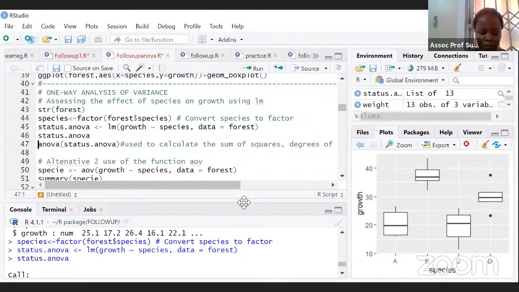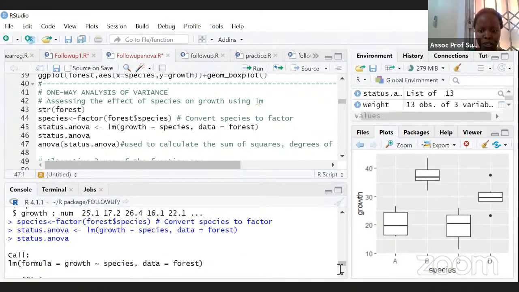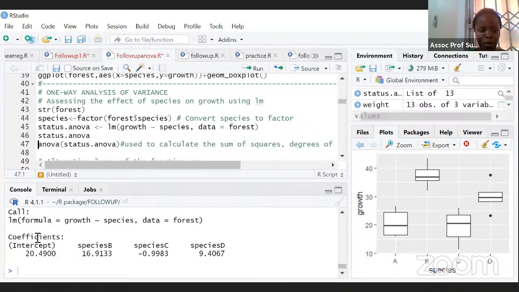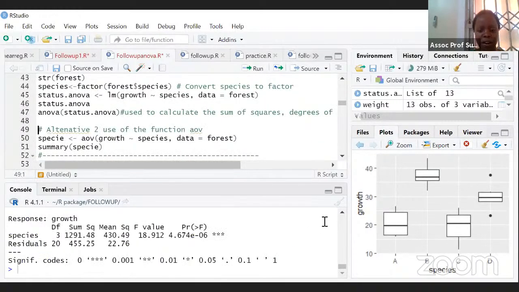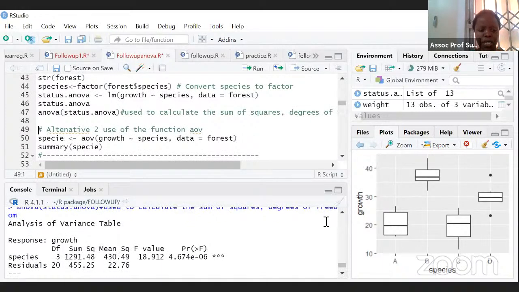So let me just first of all show you that there's something going on. We have this, it gives you the coefficients. It gives you species B, species C, and species D. But we want the degrees of freedom, the sums of squares. So I've added a function Anova for that object status.anova. It's what I'm going to run now. So when I run it, I now get my analysis of variance table, which we've been talking about.